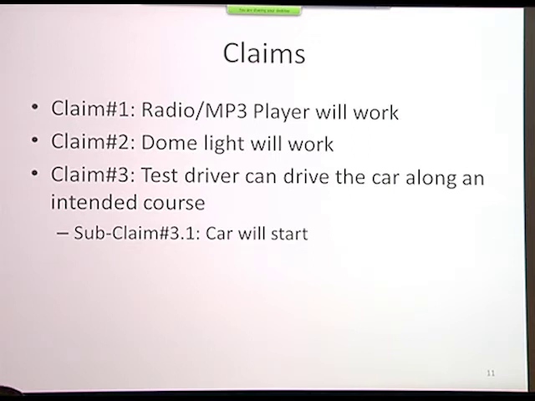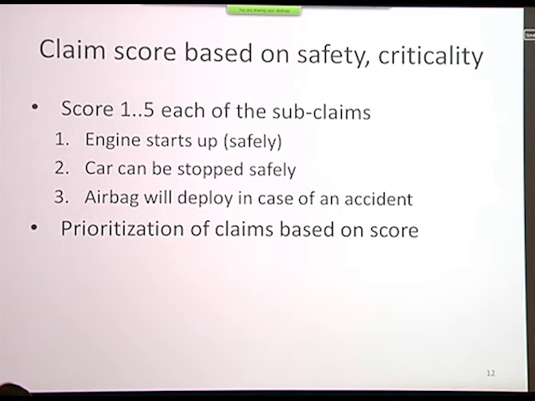So in this specific case, claim 1 and claim 2, as we can all see, are something we can live without, right? But claim 3 is the one that I really want to focus on, and that's that a test driver can drive the car along an intended course, and then we can have subclaims that the car will start, will stop, right? And so then we actually go through and build the evidence for it. So for the subclaims, we have the engine starts up, the car can be stopped safely, the airbag will deploy in case of an accident, and prioritization of the claims. That's the main thing over here that I want to emphasize, how to prioritize claims from a safety and security point of view.